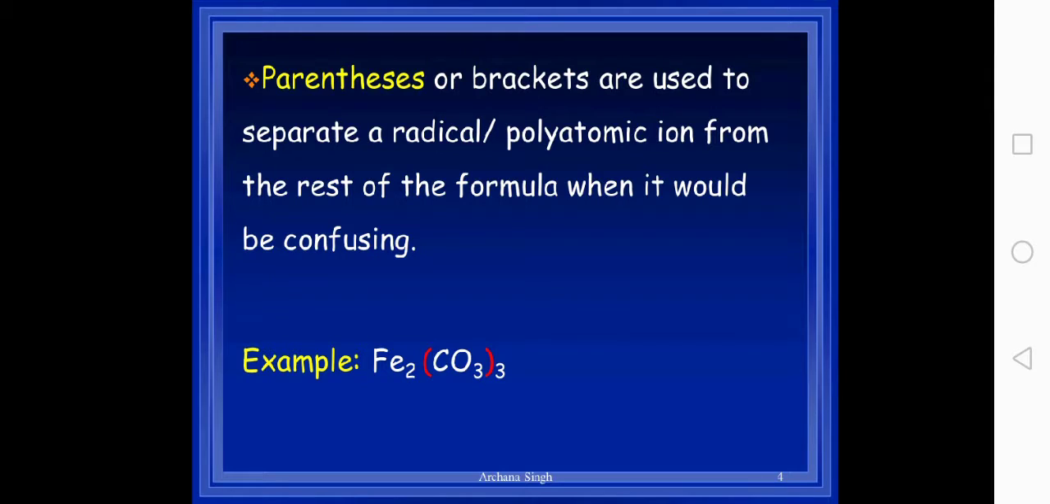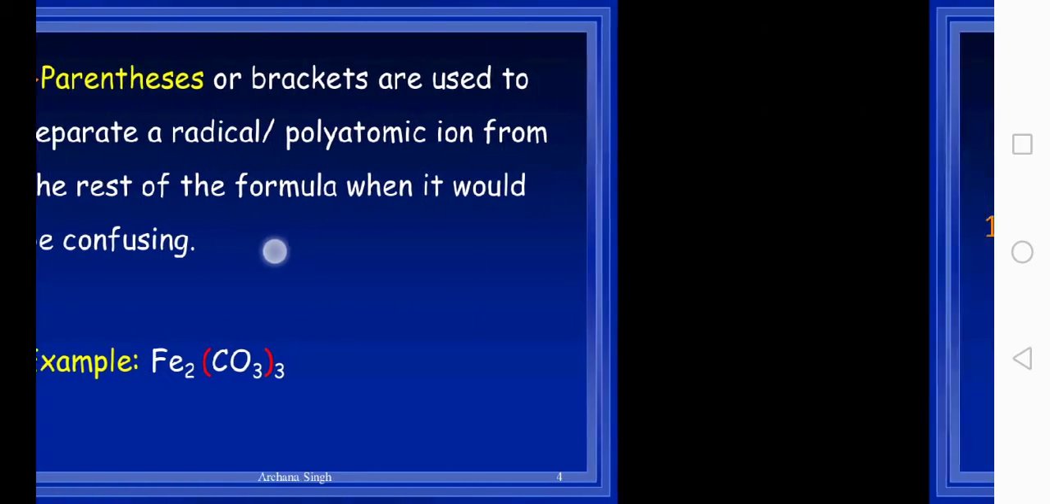Parentheses or brackets are used to separate the radicals, polyatomic ions, from the rest of the formula when it would be confusing. You will become familiar with this concept later on in this video, what is meant by parentheses and why we separate them. Inshallah, I will explain later on.